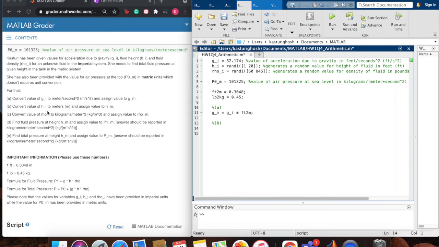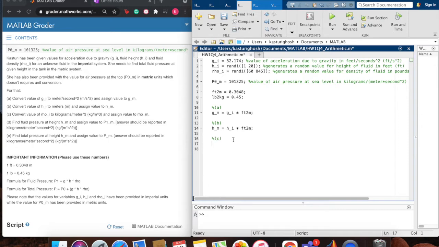convert the value of hi to meters and assign the value to hm. Again, hi is in feet and I need to convert it into meters. What am I going to do? Use the feet to meter conversion factor. So I'm going to write hm equals hi times feet to meter. All right, and I'm done with part B too.